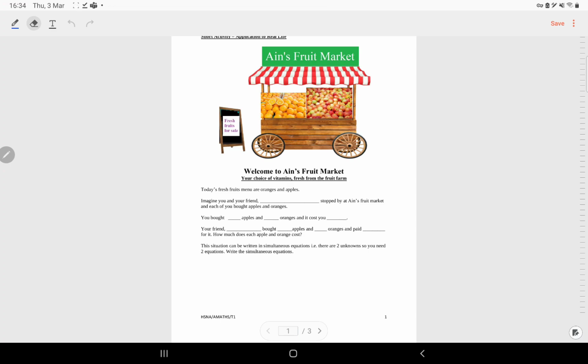So here we have Ein's Fruit Market. Fresh fruits for sale. And today's fresh fruit menu we have oranges and apples. So you can imagine you and your friend went to Ein's Fruit Market, and you and your friend bought apples and oranges.